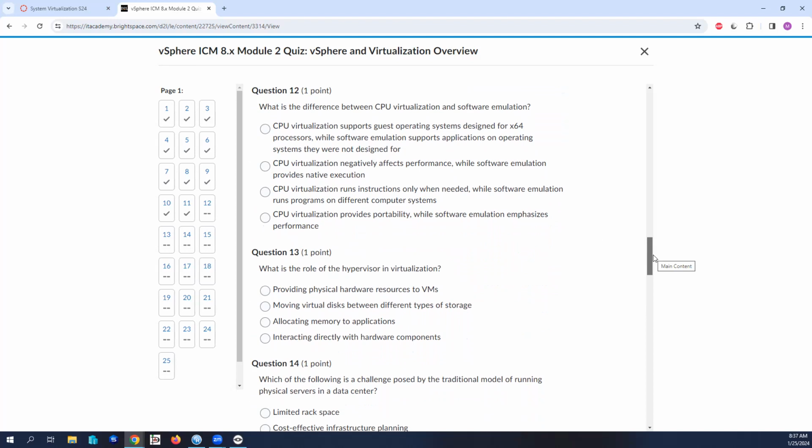12. Difference between CPU virtualization and software emulation. I did talk about that. Did you remember what I discussed? The difference between emulation and virtualization? Read those. Which one do you think's the correct one? A.